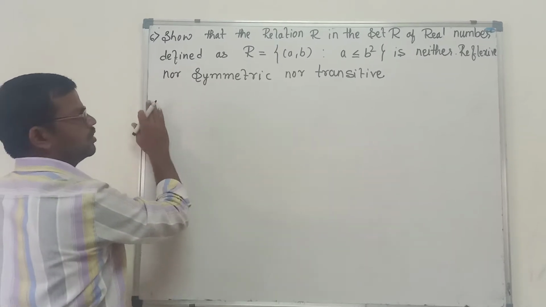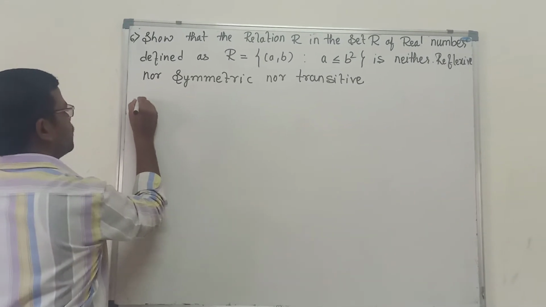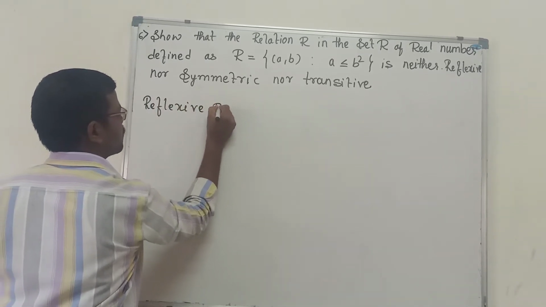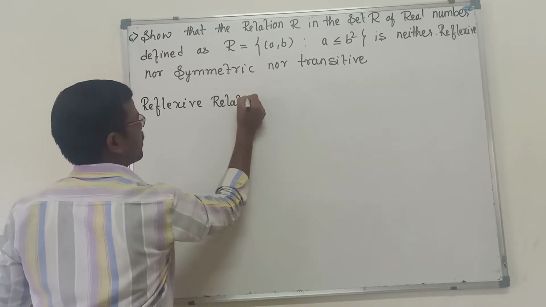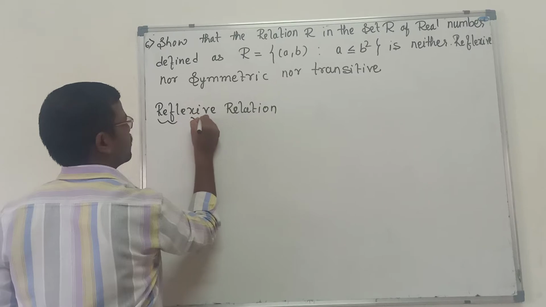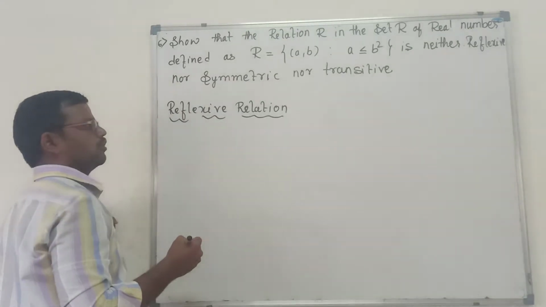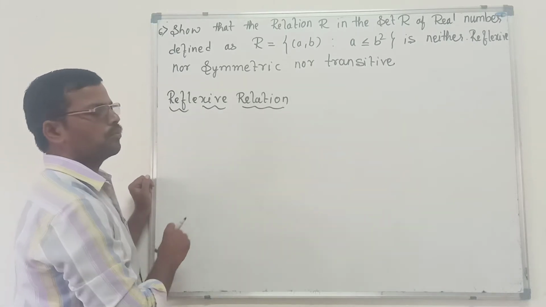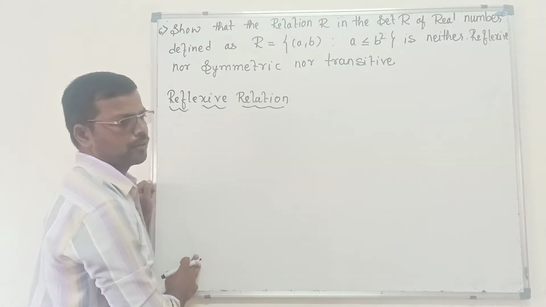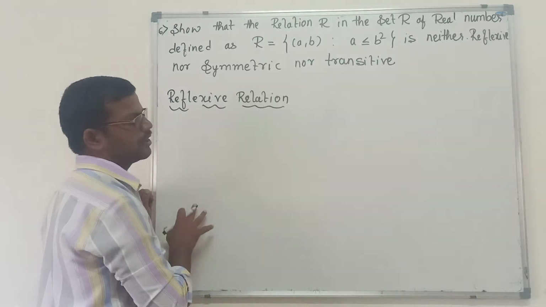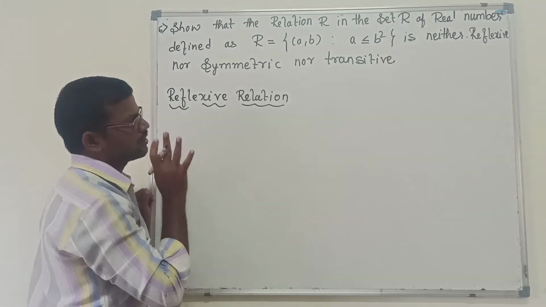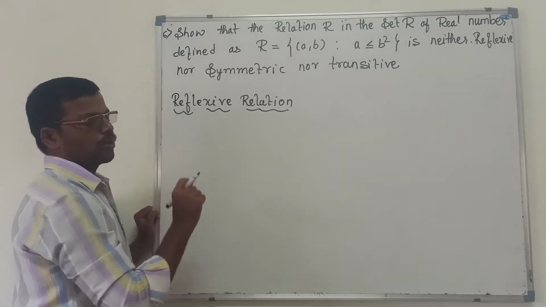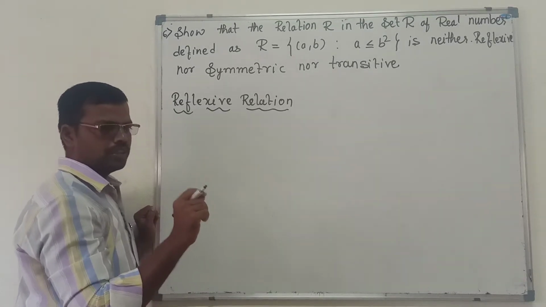First we will prove that it is not reflexive. For the reflexive relation, let me consider: if this problem is asked, we have to prove it by using particular numbers as elements. If you move with arbitrary elements, they will never give the marks for this kind of problem. So you must remember this problem should be solved by using specific elements.